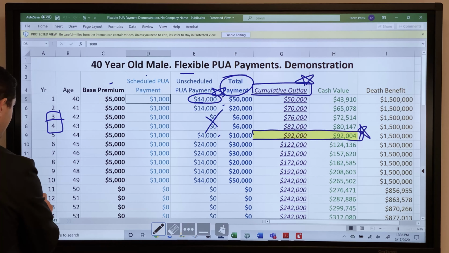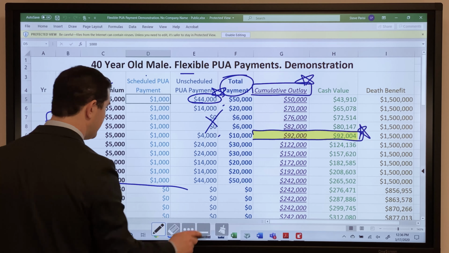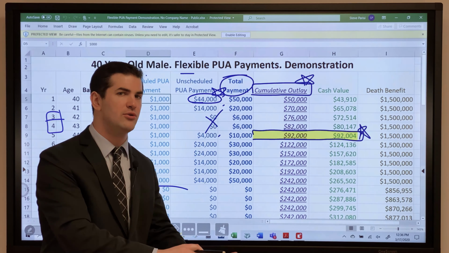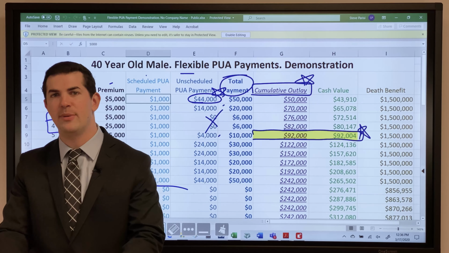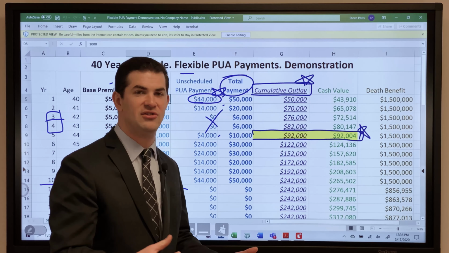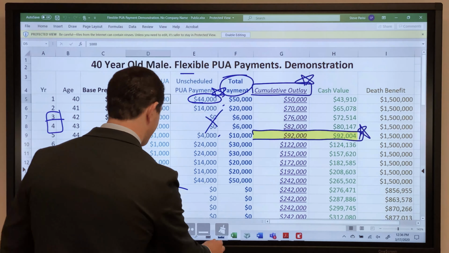Now, we stop the funding here after 10 years. We can easily design this to stop after 3 or 4 years, or continue to pay into the policy for a long period of time. We use 10 years because it's a simple illustration example.